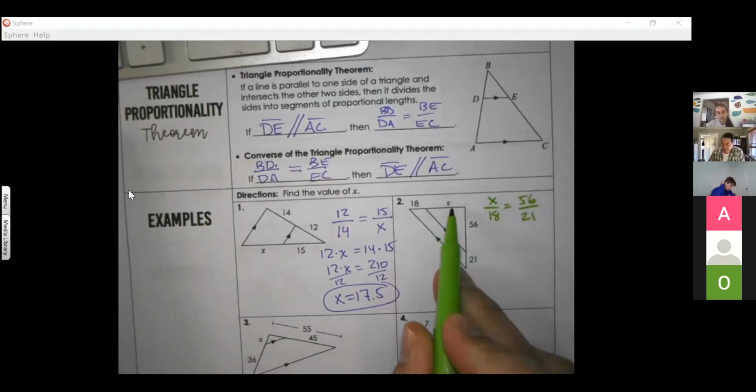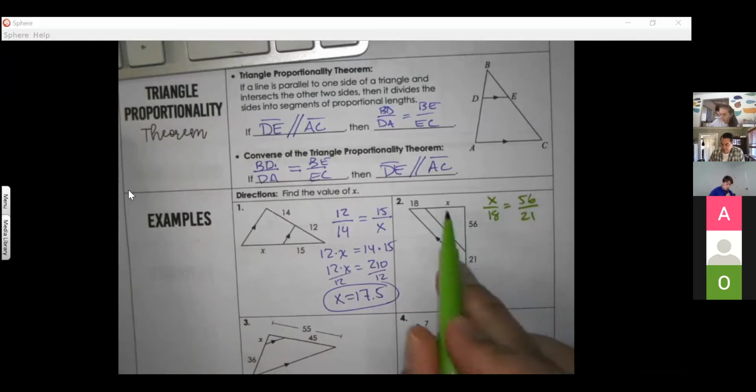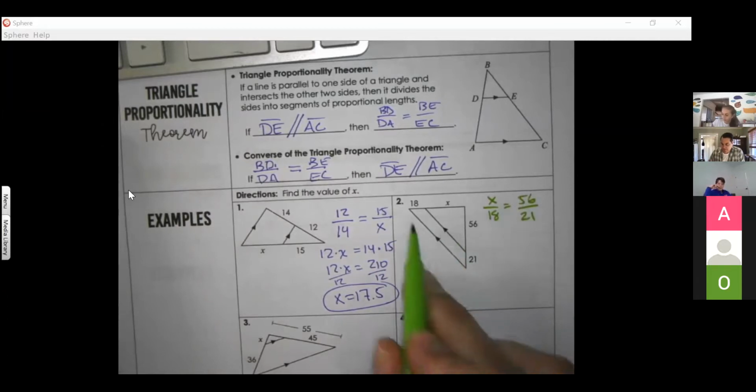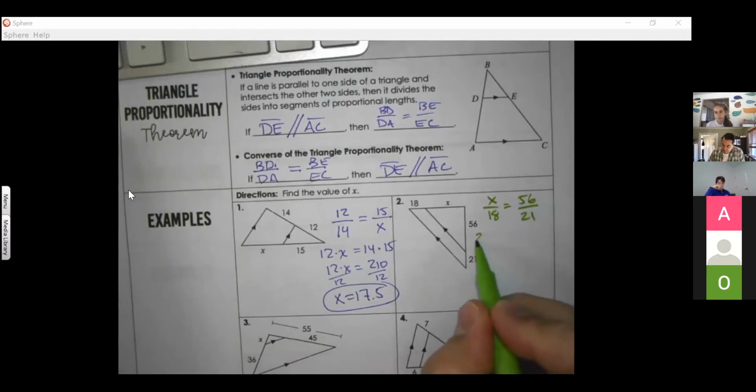Perfect. X and 18 have something in common. 56 and 21 have something in common. X and 56 have something in common. 18 and 21 have something in common. Beautiful. You've set it up correctly. It's one of the valid proportions. Now it's just a cross multiply to solve.